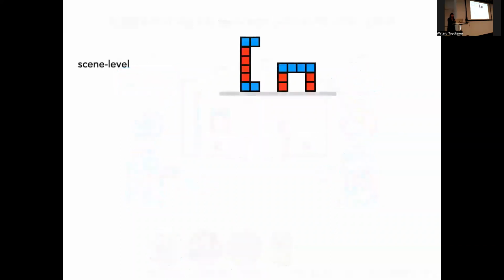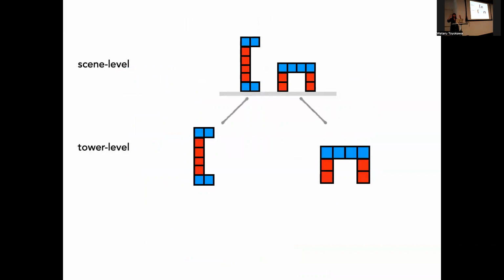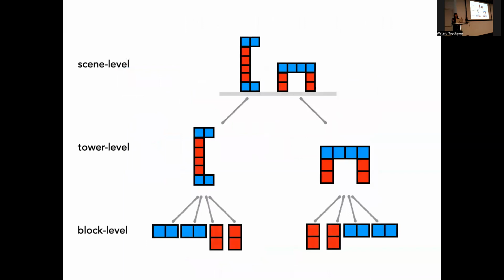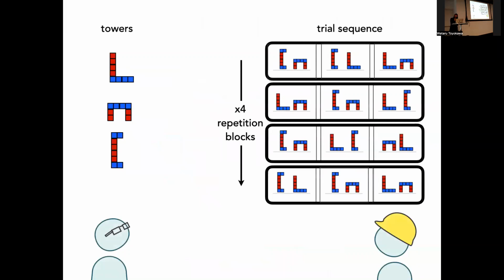Okay, that's the setup. In this study, each target scene was structured hierarchically. Each scene contained 2 towers. Each of those towers consisted of 4 blocks. And then to see how behavior changed as participants learned to collaborate better in this building game, we repeated each of these scenes multiple times.